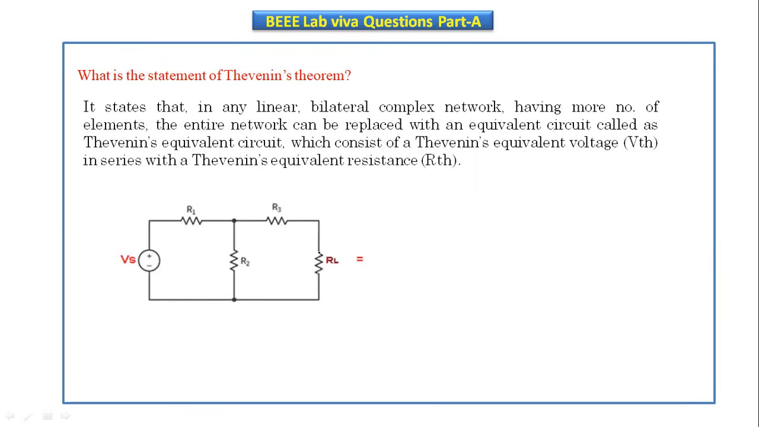Here, this is the given circuit, which has three resistors, and RL is a load resistance, VS is a supply voltage. This total circuit can be replaced with an equivalent voltage source VTH connected in series with RTH, and RL is a load resistance. This equivalent circuit we will find out by using Thevenin's theorem. This is the given circuit and this is the Thevenin's equivalent circuit. This total network can be converted into a simple network.